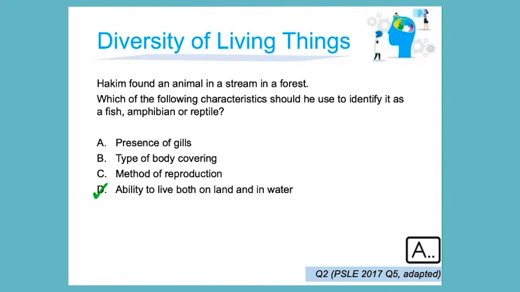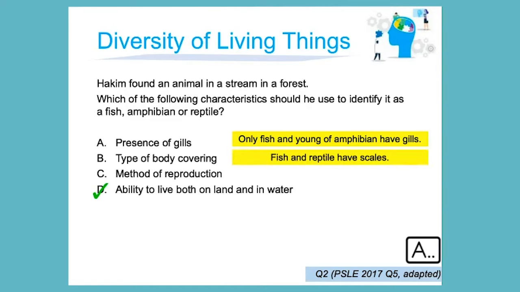So the actual answer is the characteristic that can differentiate all three: the ability of this particular animal to live on land or in water. If you take a look, only fish have gills. The young of amphibians, like tadpoles, may have gills as well. Type of body covering: both the fish and the reptiles have scales, so I won't be able to differentiate between a fish and a reptile if I go by body covering.